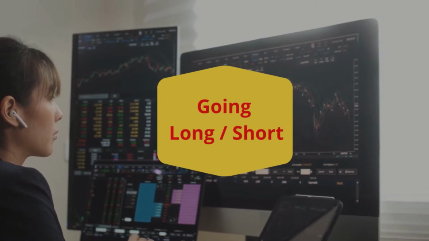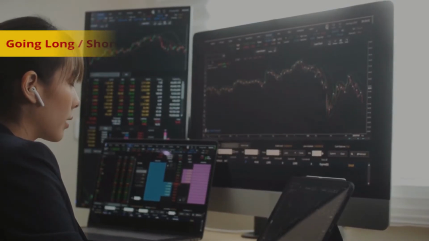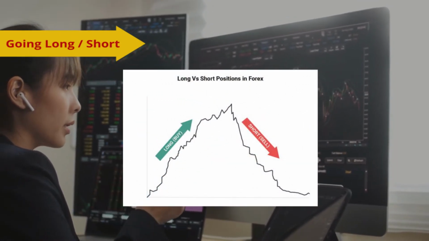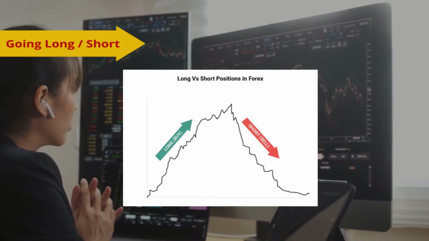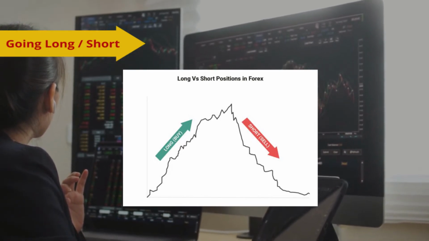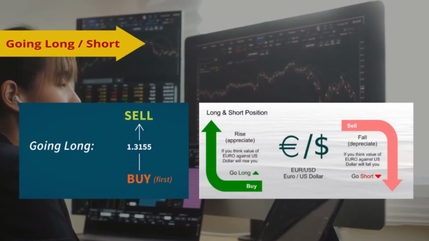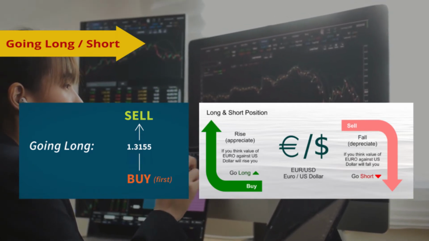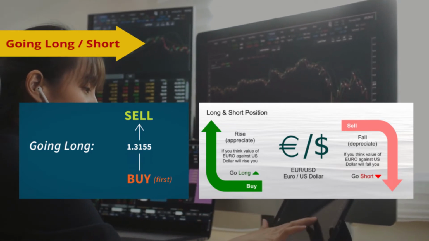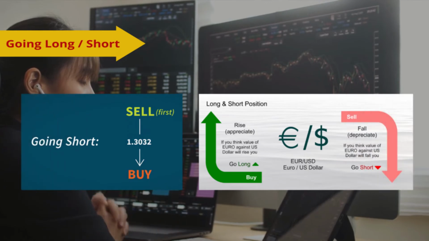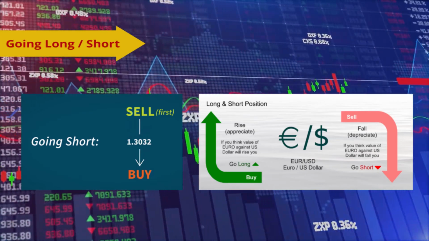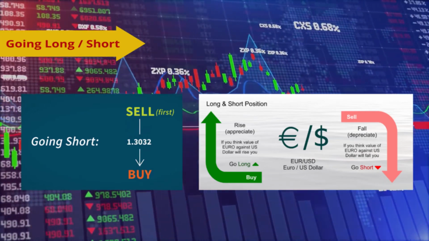Next term is going long or short. You are either buying or selling a financial instrument when you make a trade. When trading assets, an investor can take either a long or a short position. In traditional trading, a long position is when you buy an asset with the expectation that its price will rise, allowing you to sell it for a profit later. When you make a short trade, you sell a borrowed asset in the hopes that its price will fall and you will be able to buy it back for a profit later.